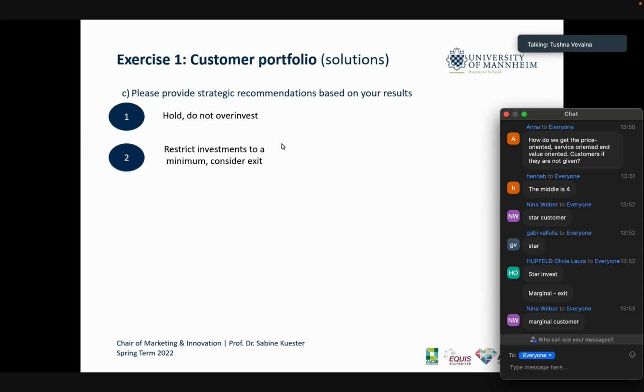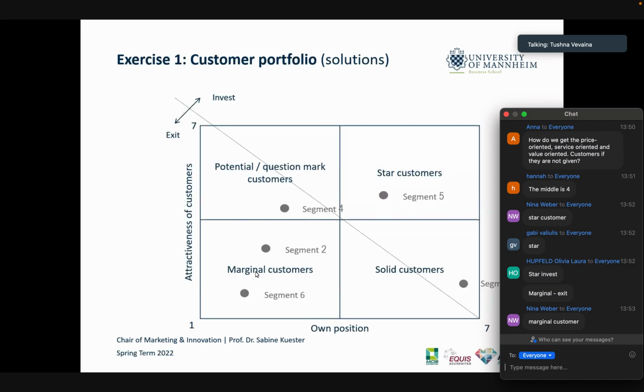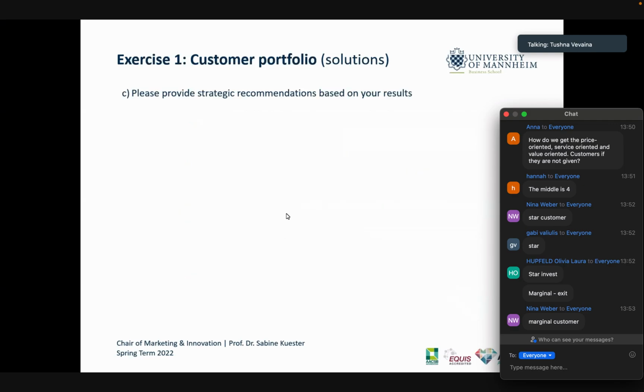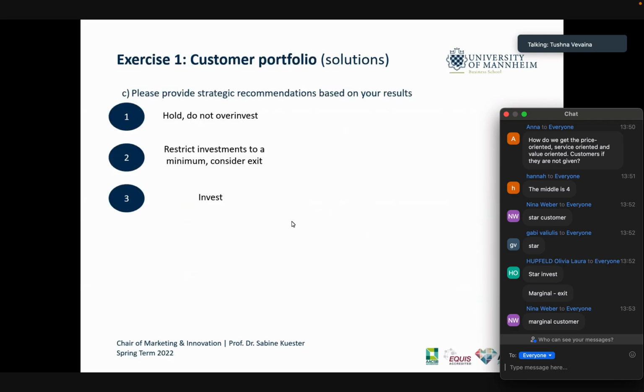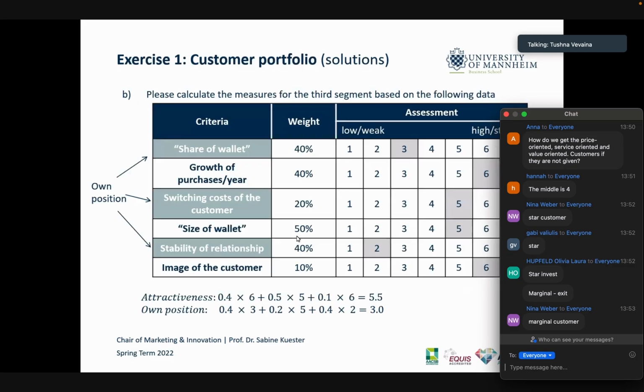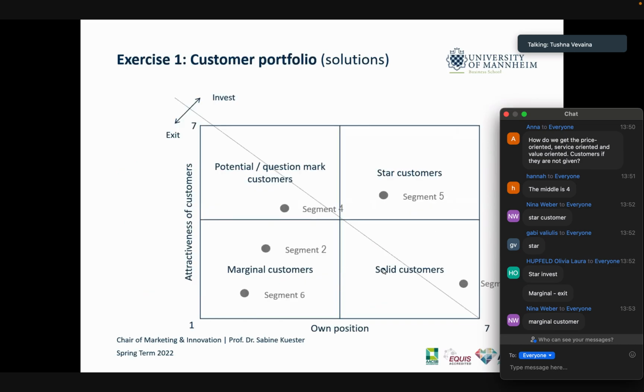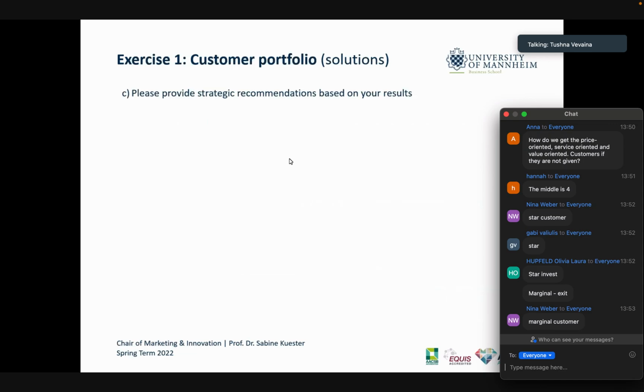For customer segment 1, we are saying we hold and we don't over invest because they are still not our star customer. For customer segment 2, we also consider an exit. Going back to the graph, they are our marginal customers. So we are considering exit and we don't want to invest into them. Customer segment 3, own attractiveness was quite high as we calculated it, and our own position was also relatively high. So in that case, our customer segment 3 fell into the invest part of the graph and into potential question marks. So we say we are going to invest into this customer segment.